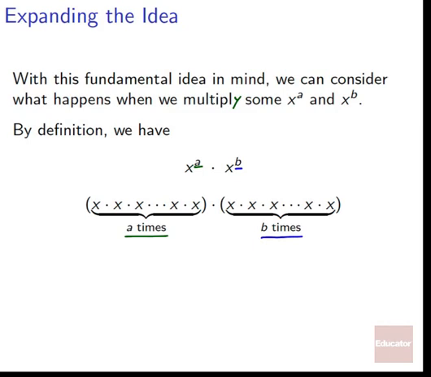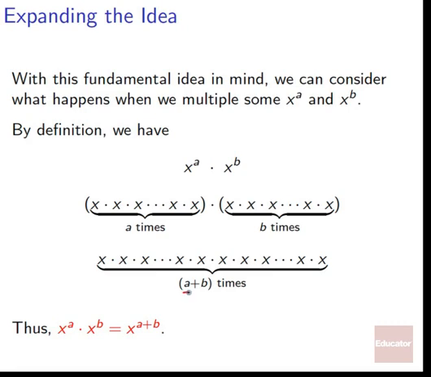So how many is it together? Well, let's say if I had a pile of 5 rocks over here and I had a pile of 12 rocks over here, then in total I would have 17 rocks. If I had 3 rocks here and 4 rocks here, then I'd have 7 rocks total. So if we've got A rocks and B rocks here, then together that's going to be A plus B rocks, or in this case, x's. So we put them together and we see that we've got A plus B many x's showing up. Thus, x to the a times x to the b equals x to the a plus b.